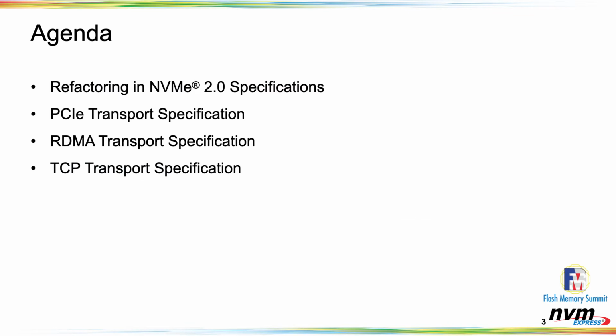So our agenda today, first thing we're going to start off with is a bit of an overview of the refactoring of 2.0 and specifically how that impacts the transport specs and the command set specs. Then we've got some time for PCIe, RDMA, and TCP. That'll be followed by an overview of the command set specifications: ZNS, the zoned namespaces command set, as well as KV, the key value command set spec. So with that, we are going to get started, and I'm going to introduce John Geldman.